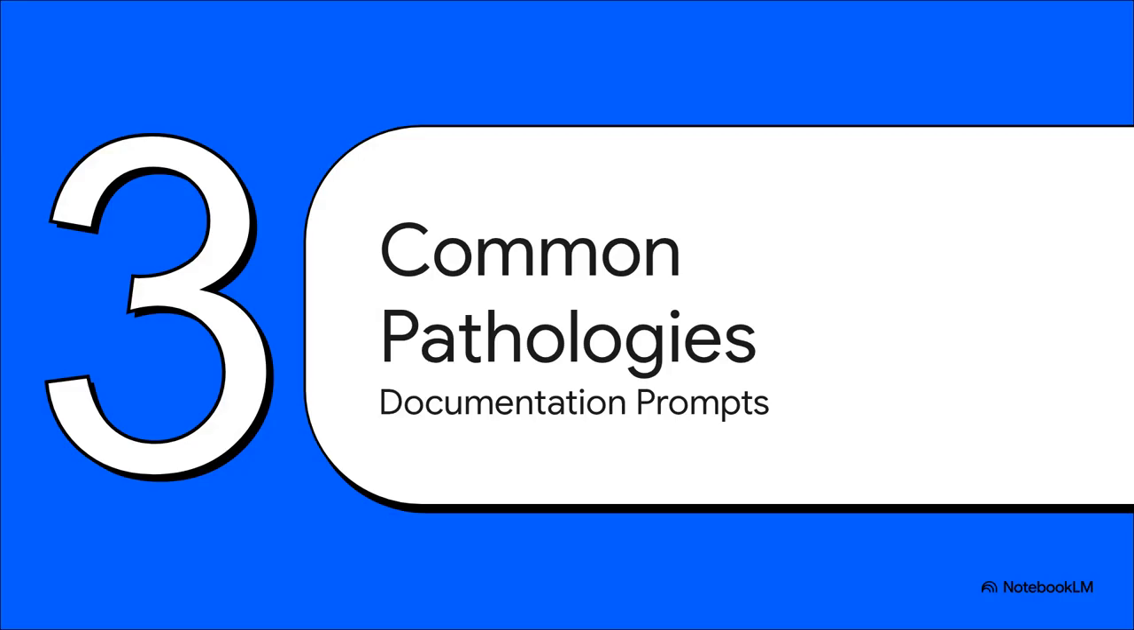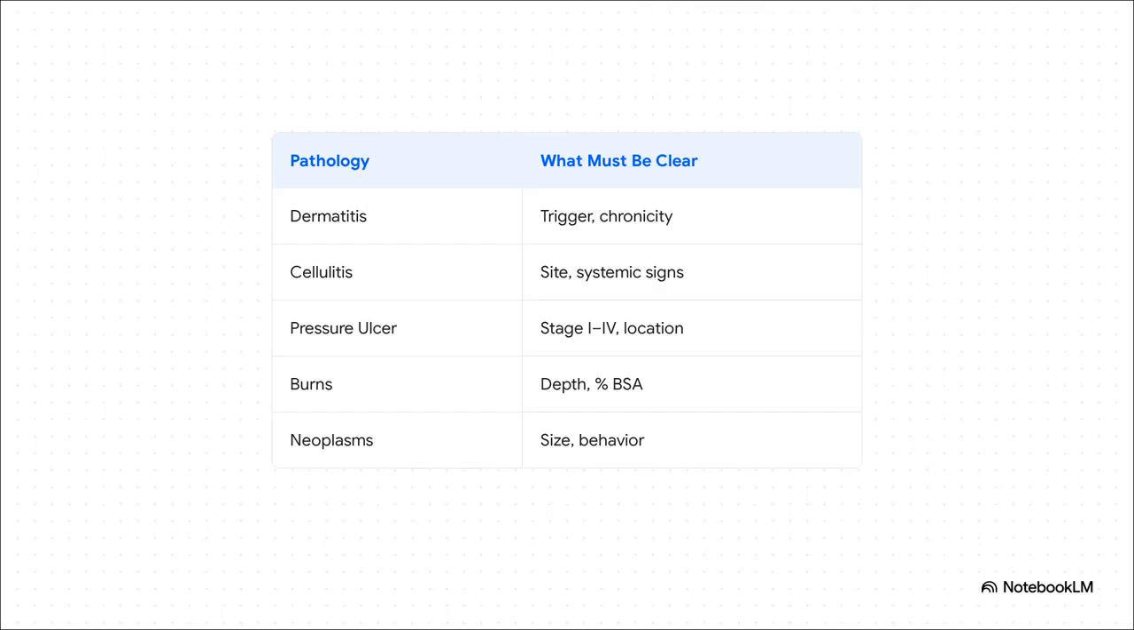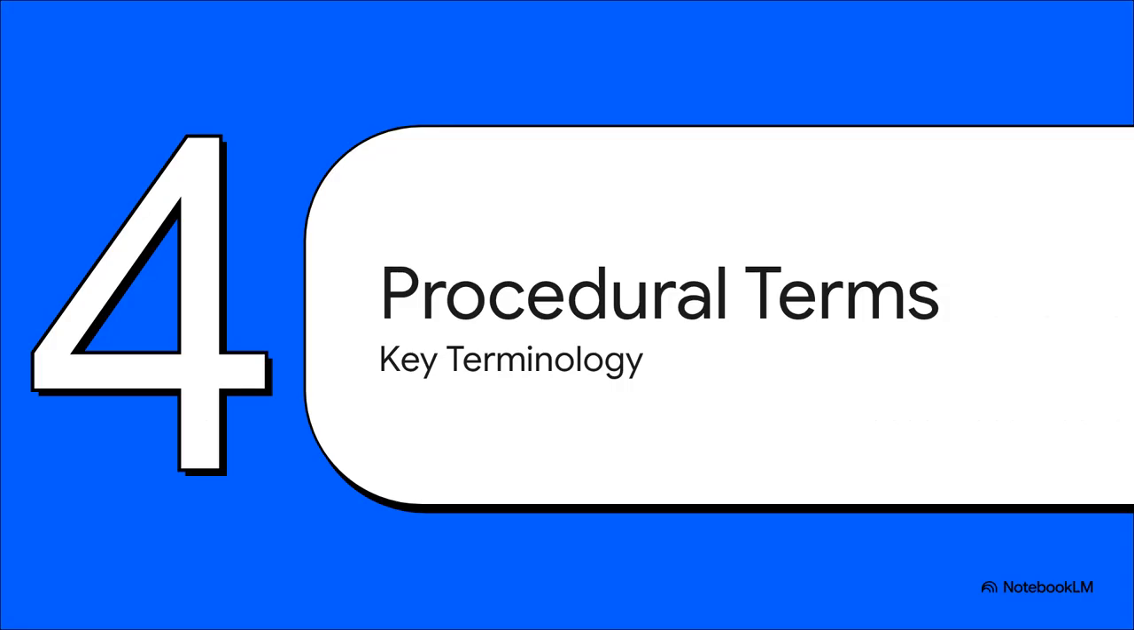All right, Section 3, Common Pathologies Documentation Prompts. When you are reading a chart, these are your exact look-for prompts. For dermatitis, you've got to look for the trigger and chronicity. For cellulitis, hunt down the site and any systemic signs, like a fever. For pressure ulcers, you absolutely need the exact stage, from I to IV, and the precise anatomical location. For burns, the depth and the total body surface area, also known as percent BSA, are totally non-negotiable. Missing just one tiny detail, like the stage of an ulcer or the BSA of a burn, will completely derail your claim.